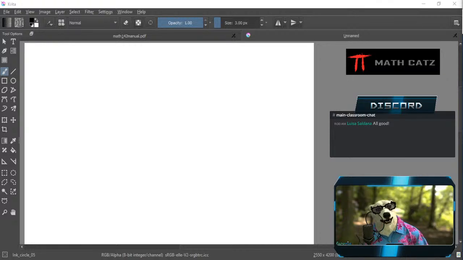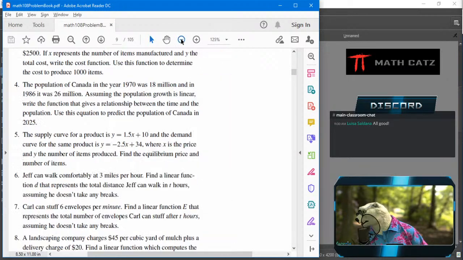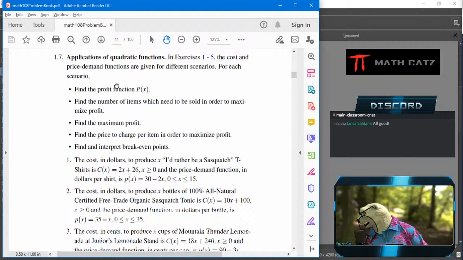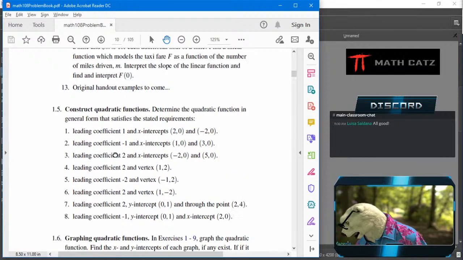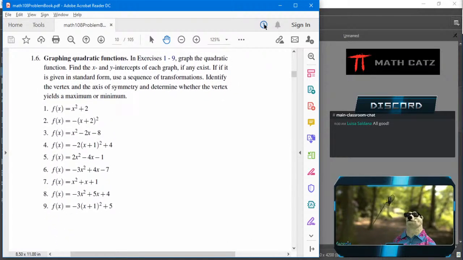I'll also open the problem book while I'm thinking of it, while I'm waiting for your confirmation. Oh, I got one. Problem book. Let's get set up. That's not where we want to be, is it? Quadratic functions. Where's 1.6? Ah, that's it. We'll get to that soon.